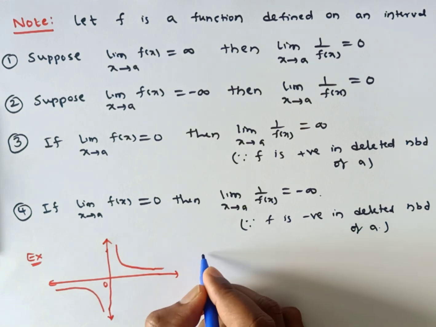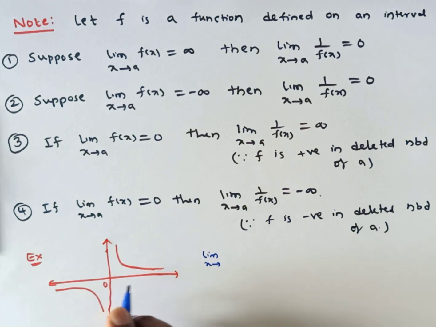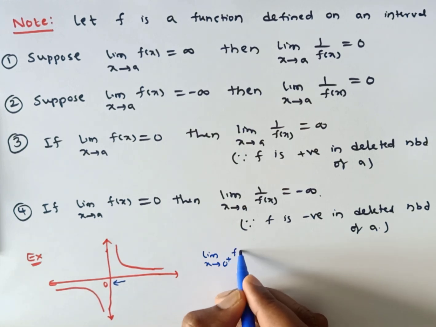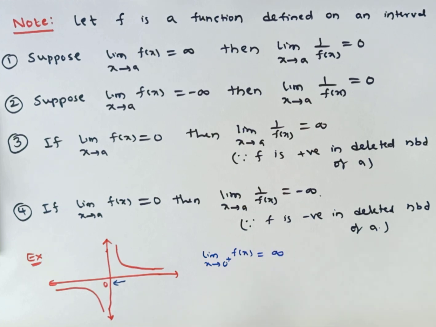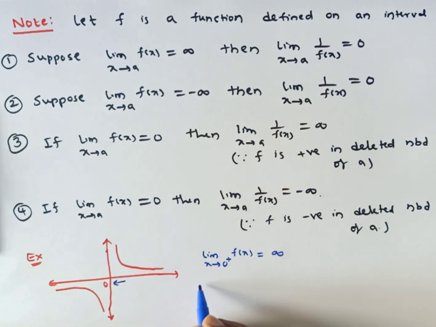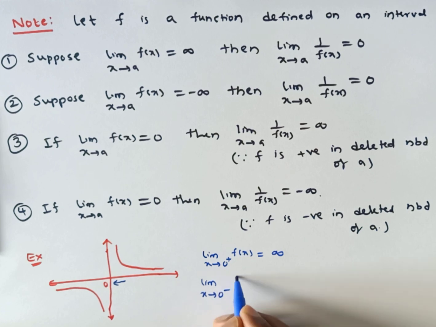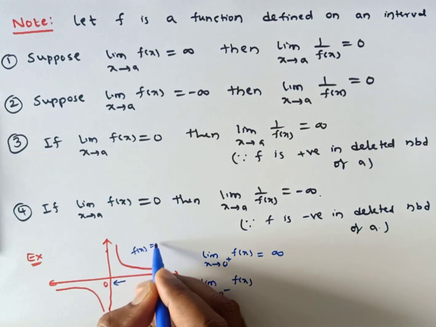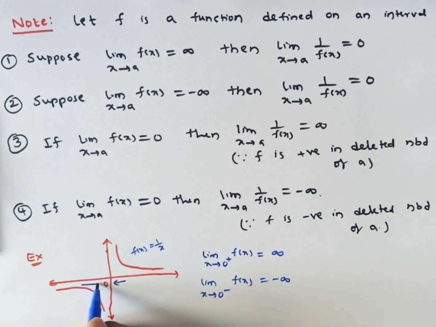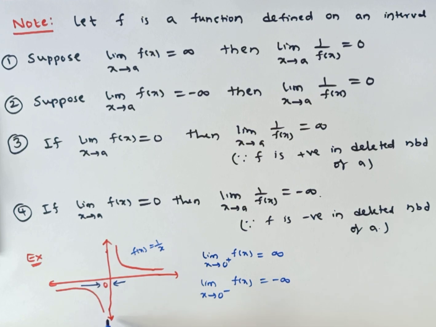Here you can express. The first point is limit x tends to 0 from the right-hand side, that is 0 plus. Then f of x is plus infinity. Here f of x is 1/x, as x approaches 0 from the right-hand side, f of x approaches plus infinity. And limit x tends to 0 minus of f of x, where f of x is 1/x: as x approaches 0 from the left-hand side, the graph goes down, and going down means approaching minus infinity. So this is the difference.